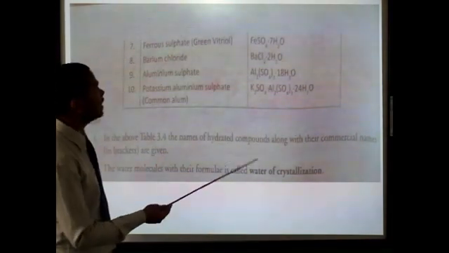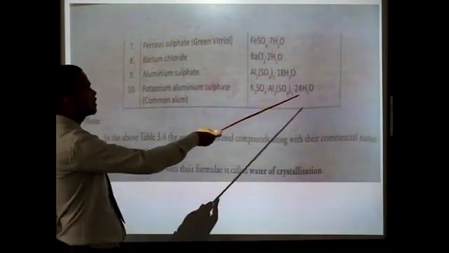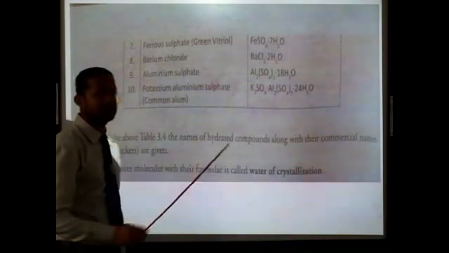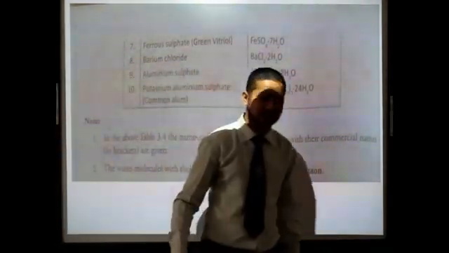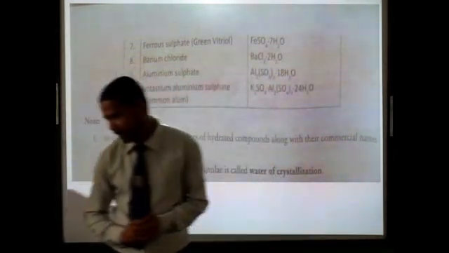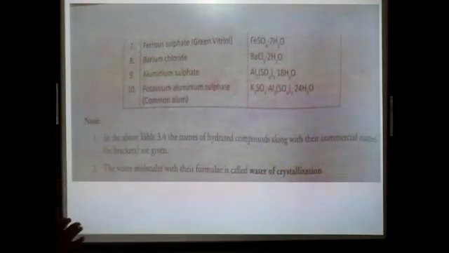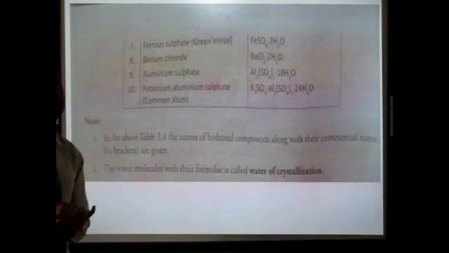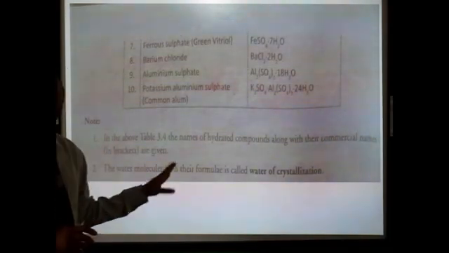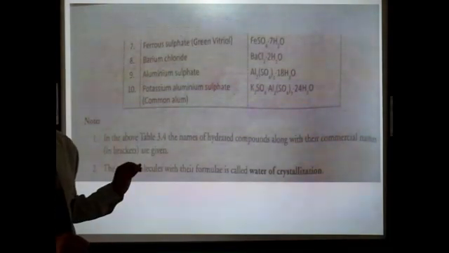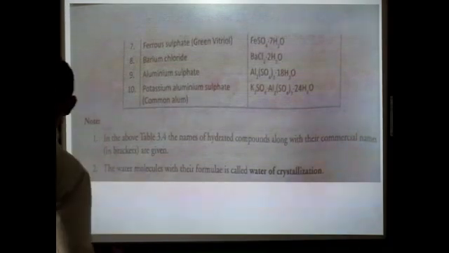So how many water molecules are present in alum? 24 water molecules are present in alum. Okay. So you will learn all these formulas. There is no other option. You have to learn these formulas by heart. Okay.